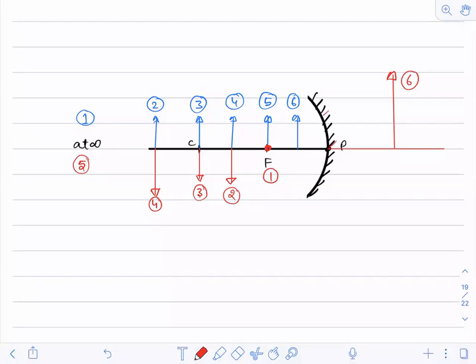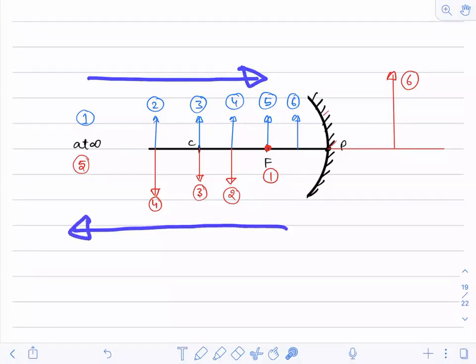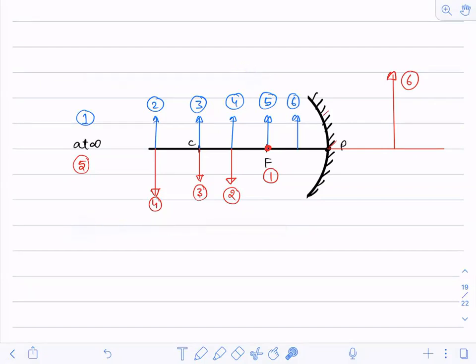So are you able to understand one thing, that as I bring my object closer to the mirror, what happens with the image? It moves farther from the mirror, between infinite and focus.